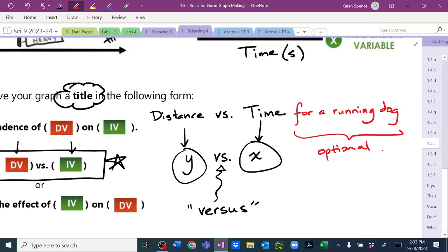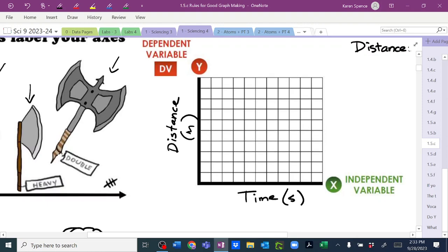So on our little graph, where do you think we would write the title? At the top. So we're going to write distance versus time. Okay? And once again, that's going to be worth 2 marks. 1 for getting them in the right order. So you don't want to write X versus Y, you want to write Y versus X.